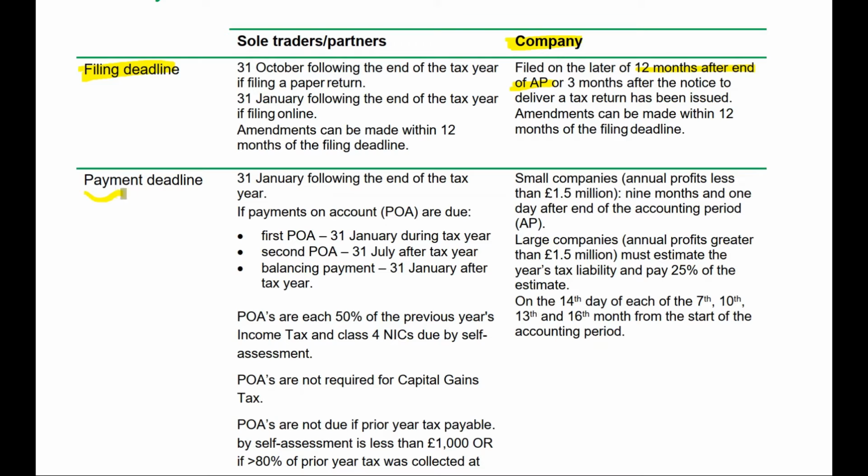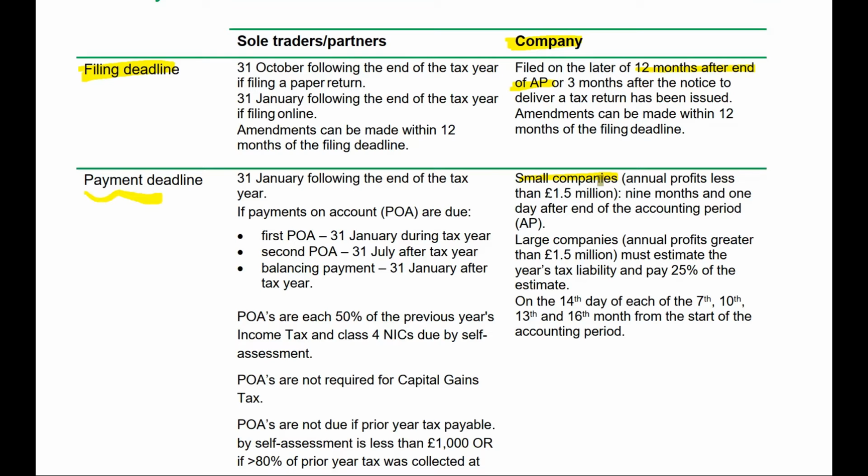So here's the payment deadlines. We're dealing with companies, so I'm on the right. And it says if we're a small company with profits of less than 1.5 million, the tax needs to be paid 9 months and 1 day after the end of the accounting period.